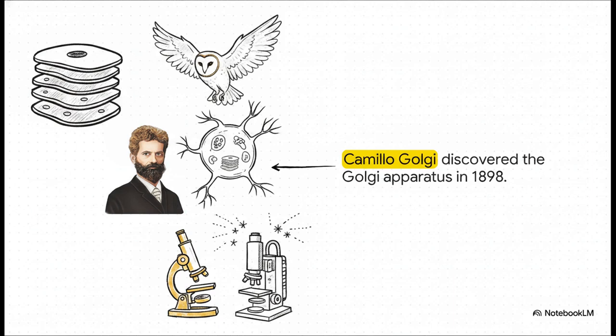And this guy here is Camillo Golgi. He actually discovered the Golgi apparatus way back in 1898 while he was looking at the nerve cells of a barn owl. Crazy, right? The funny thing is, early microscopes were so weak that a lot of the scientific community straight up doubted his discovery for decades. It wasn't until the electron microscope came along that they finally proved him right.